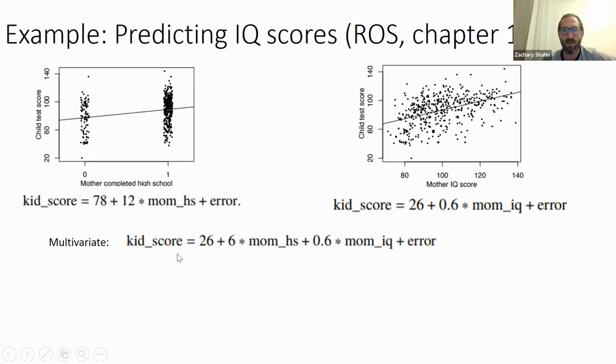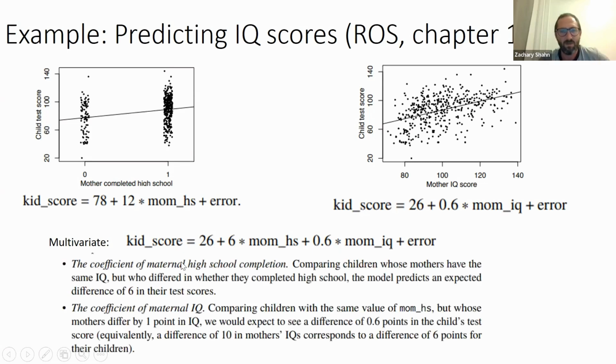regress the kid's score on both mom high school and mom IQ. And the result here is that the expected kid's score, given these facts about the kid's mom, is 26 plus 6 times the indicator, 6 if the mom attended high school, plus 0.6 times the mom's IQ, plus random noise. So the coefficient of the maternal high school completion variable is comparing children whose mothers have the same IQ, but who differed in whether they completed high school. The model predicts an expected difference of 6 in their test scores.